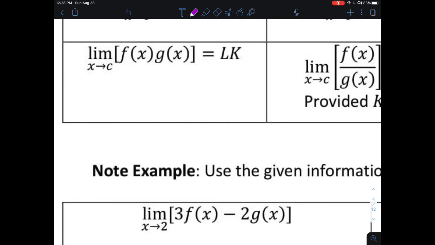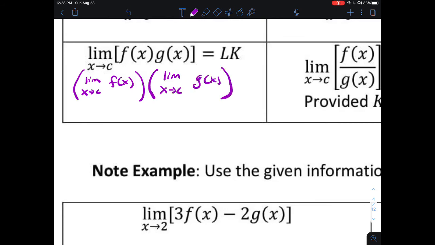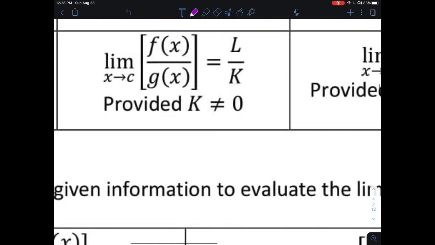The same thing works for the multiplication of two functions. If I had the limit of f times g, I could break it apart and find the limit of f as x approaches c, get that value, and then turn around and multiply that value by whatever the limit is of g. The same thing works for the quotient of two functions. If I have the limit as x approaches c of f divided by g, I could find the limit of f.